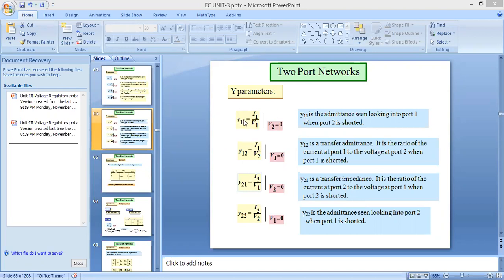If you see our first equation, I1 equal to Y11 V1 plus Y12 V2. If you consider V2 equal to 0 volt, because you are considering port 2 as shorted, only port 1 is considered. At that time, you will get this equation. Like this, you will get the remaining equations. Similarly, you will get the equations for the transmission parameters, the ABCD parameters.